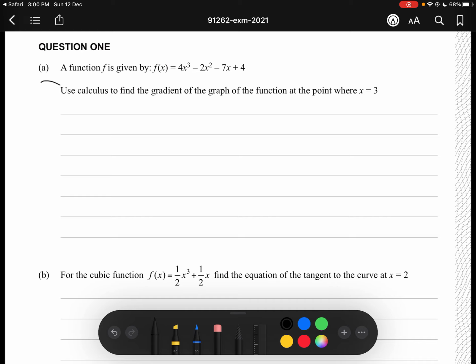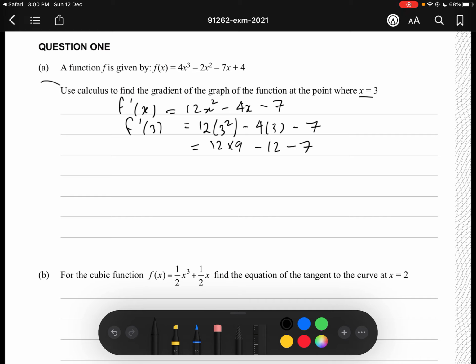By using the power rule, we know that f dash of x: we multiply the coefficient by the power and then take the power down by 1. So 4 times 3 is 12, and 3 minus 1 is 2. Then we repeat this for all of the terms in the function. Negative 2x squared becomes negative 4x, negative 7x becomes negative 7, and plus 4 differentiates to 0. Now we plug in x equals 3. So f dash 3 is equal to 12 times 3 squared minus 4 times 3 minus 7, which on the calculator is 12 times 9 minus 12 minus 7.